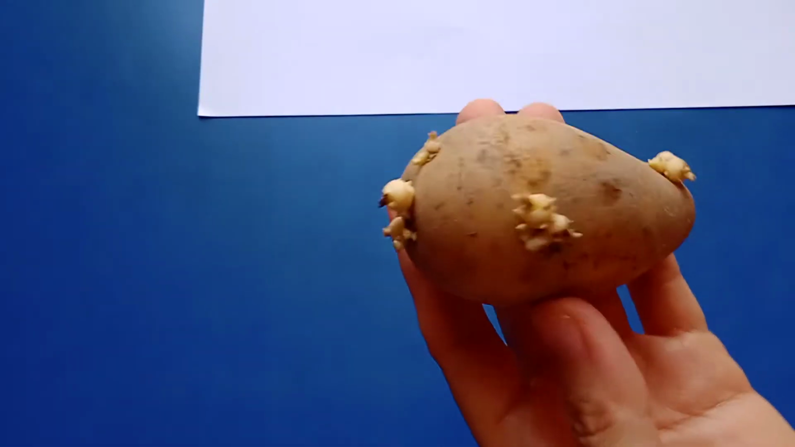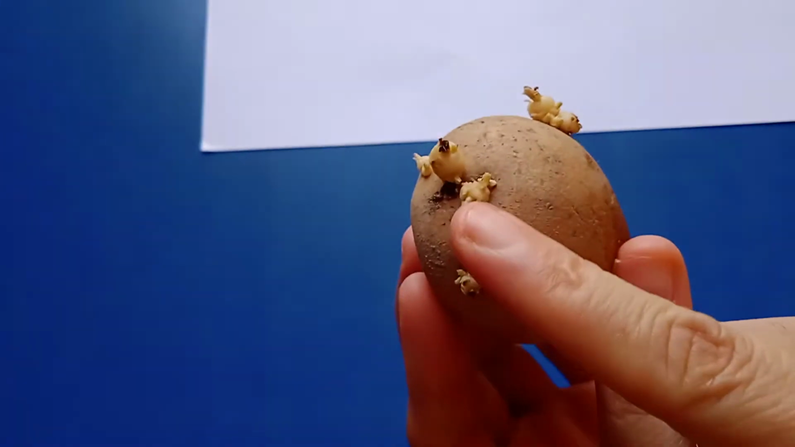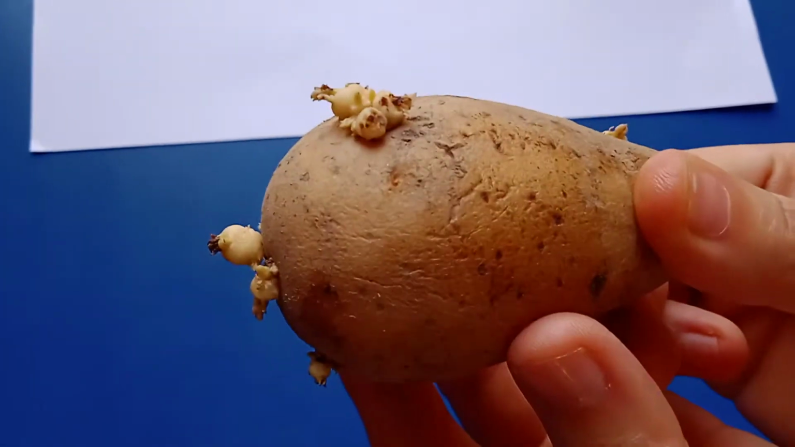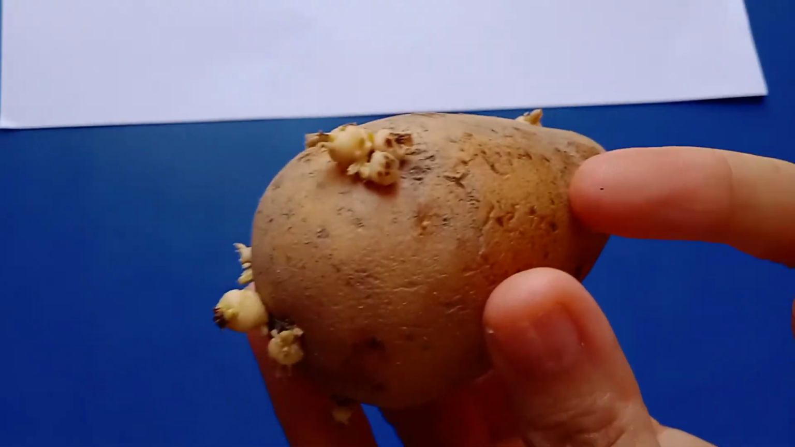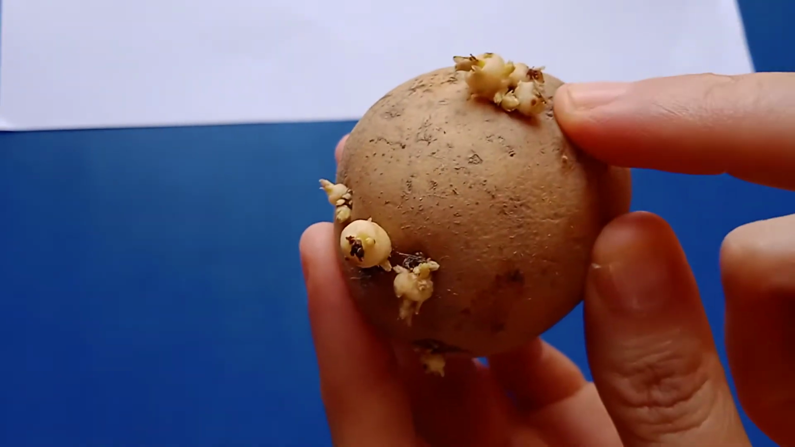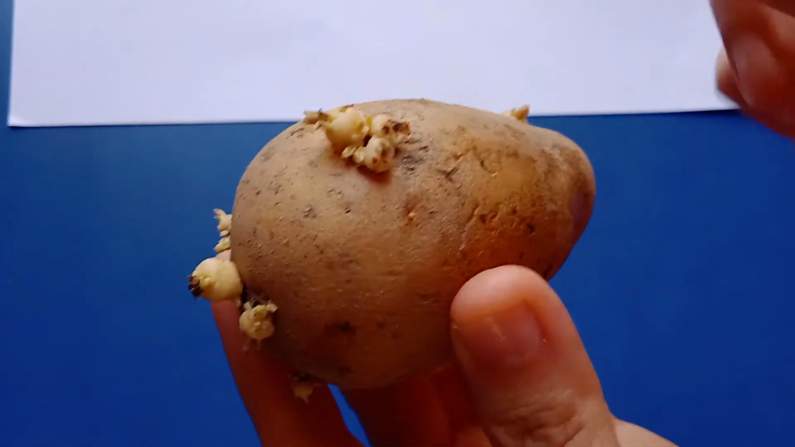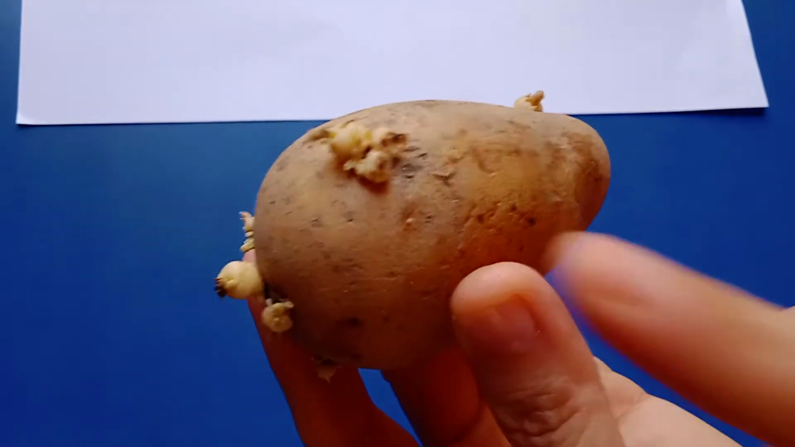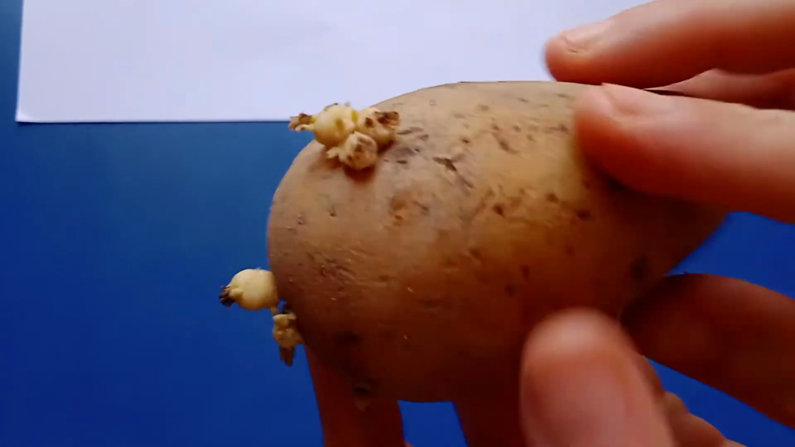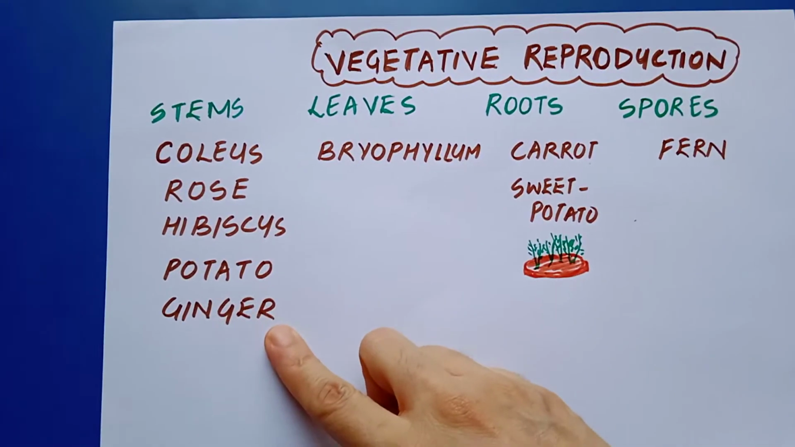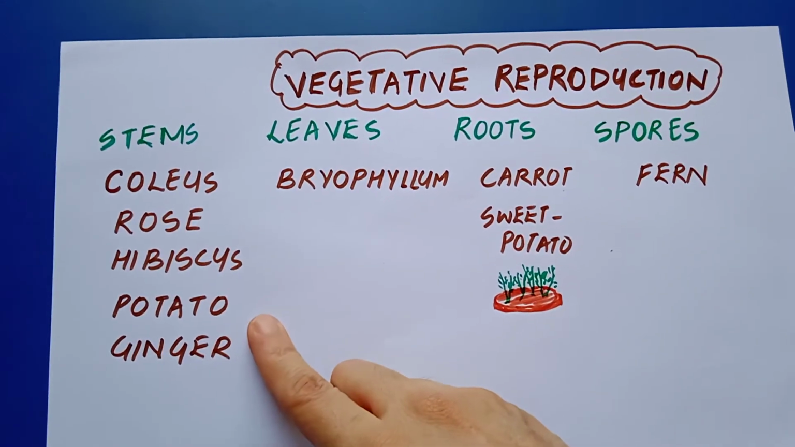Then I have another stem, that is potato. You can see this is a potato and these buds are coming out of the eyes of the potato. All of you know that potato is an underground stem. When the potato becomes old, these bud-like structures come out of it, and when you cut this part and put it in soil, a new potato plant will grow. So this is how a new potato plant can grow with the help of a stem only, that is potato, an underground stem. Similarly, ginger is also an underground stem. You can grow ginger the same way as we have grown potatoes.